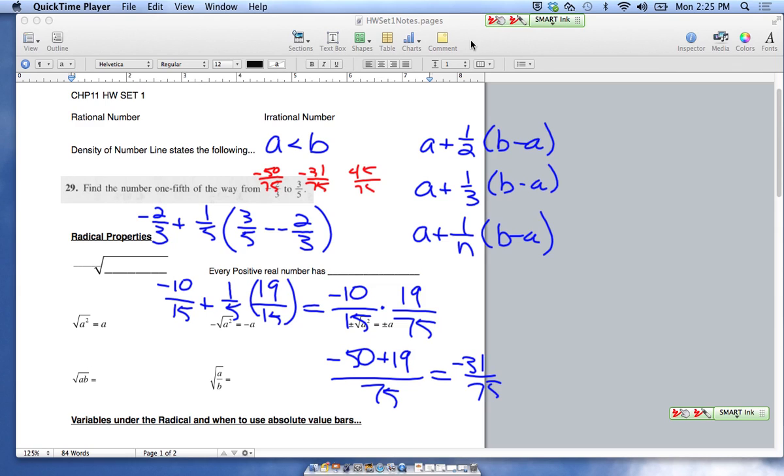this is simple and it's something that we've always taken for granted. So I just wanted to do a few problems just to show you that you can always find another number between. Okay, now let's go to some basic radical properties.